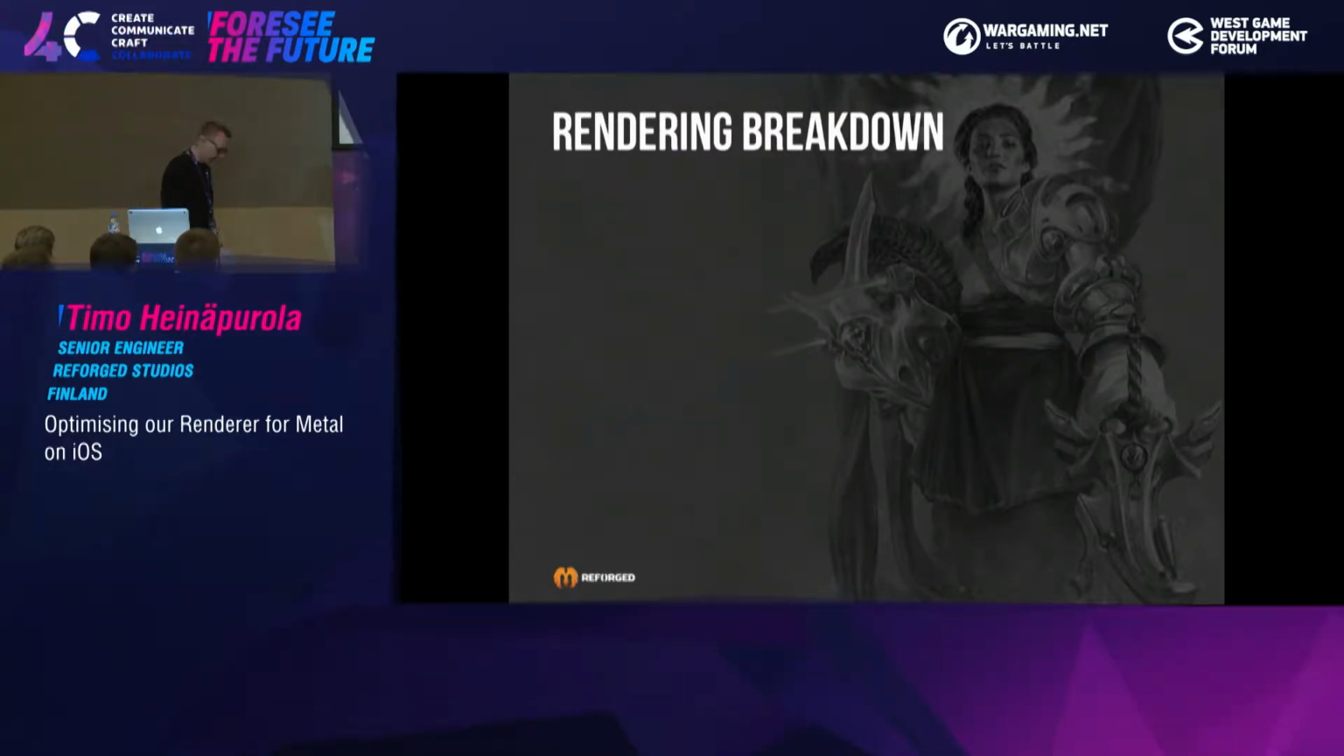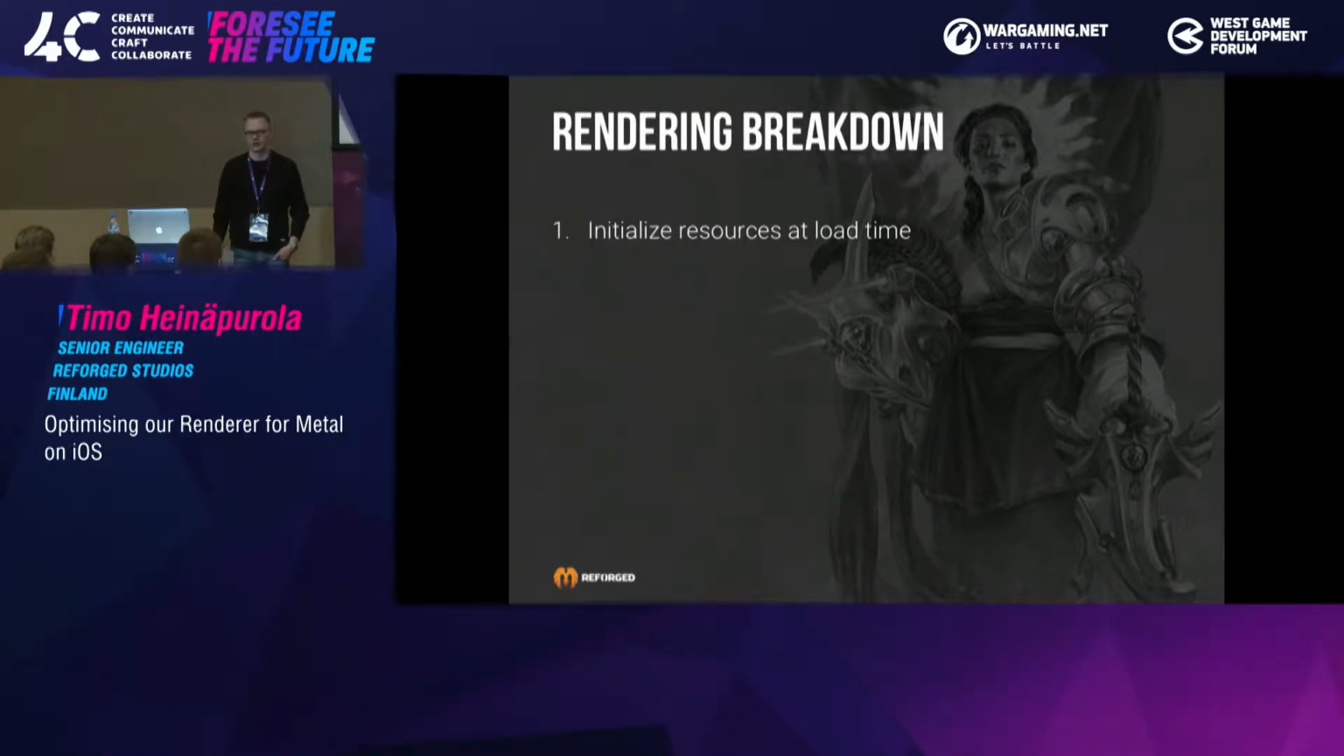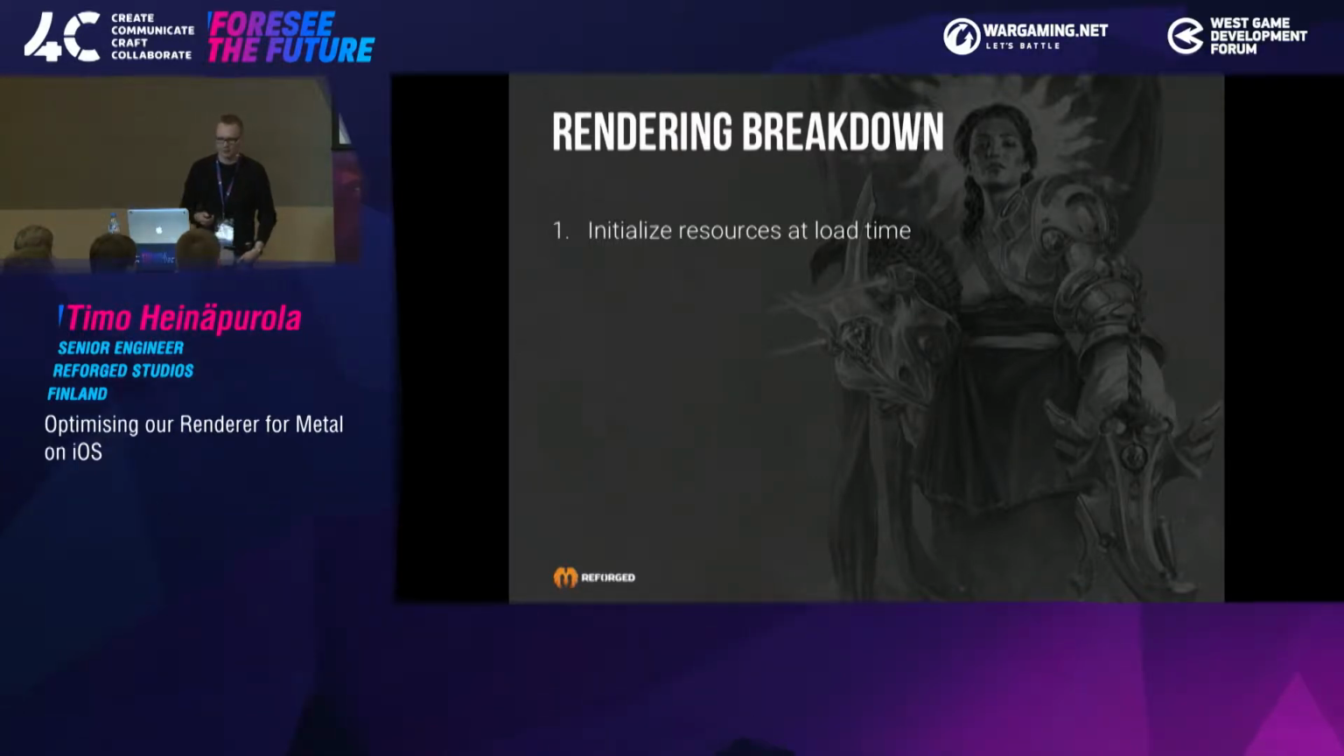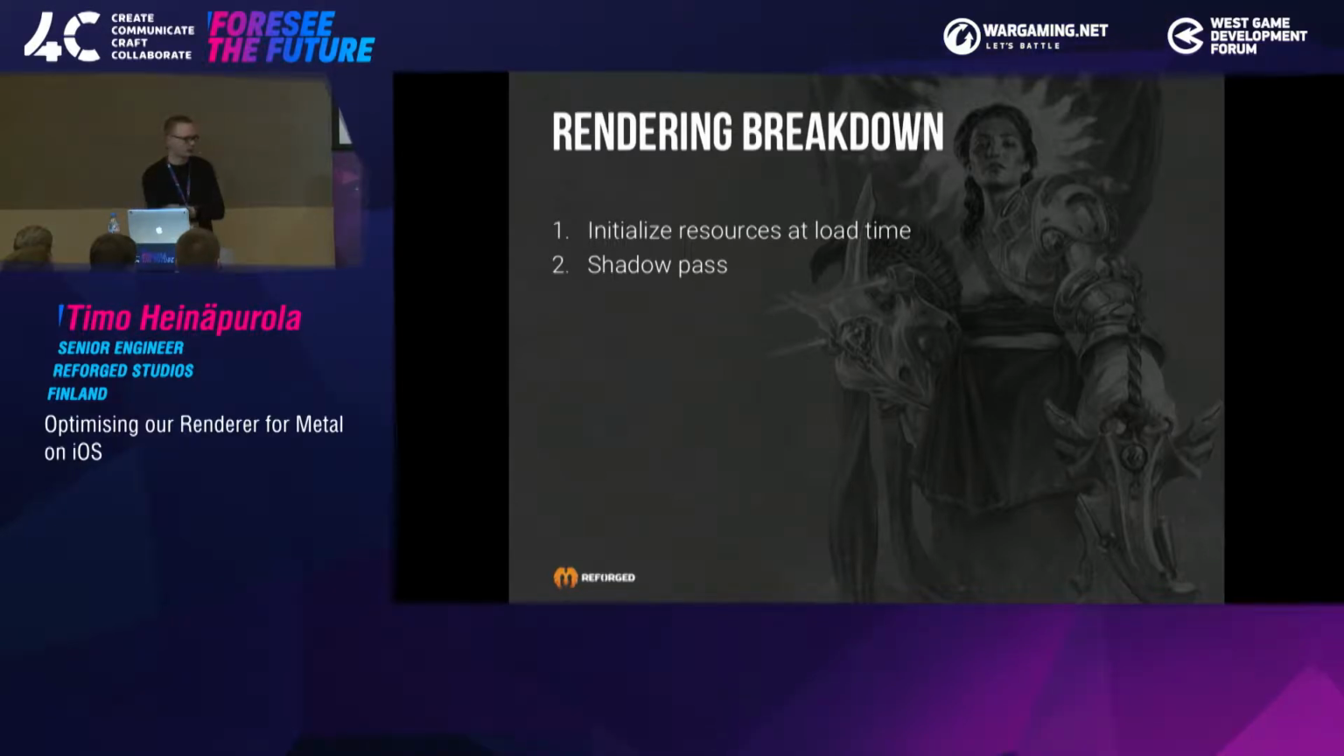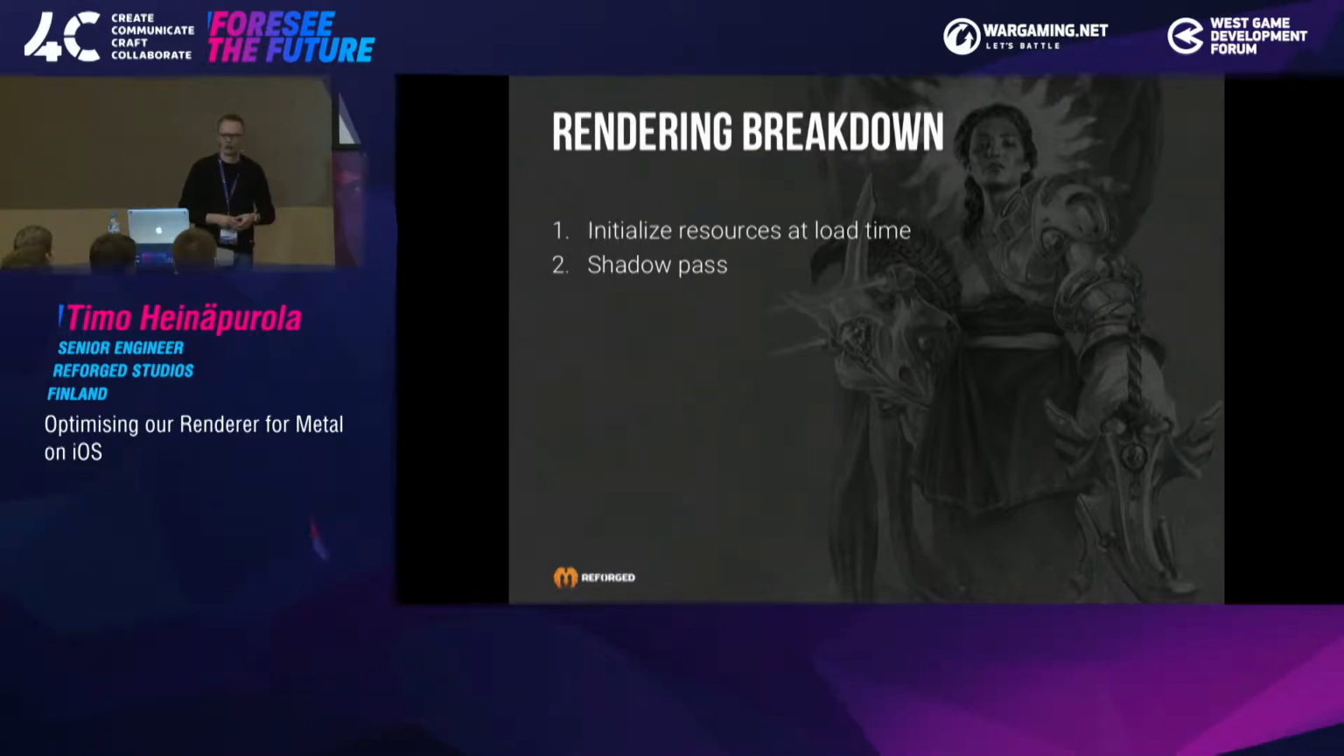So rendering in our engine starts, of course, with allocating resources. Like, we start the game, we need to load our textures, create our pipeline states, and whatnot. The first thing that we do at runtime is a shadow pass. We use shadow mapping only for the really high-end devices. For the lower-end devices, we use shadow blobs.